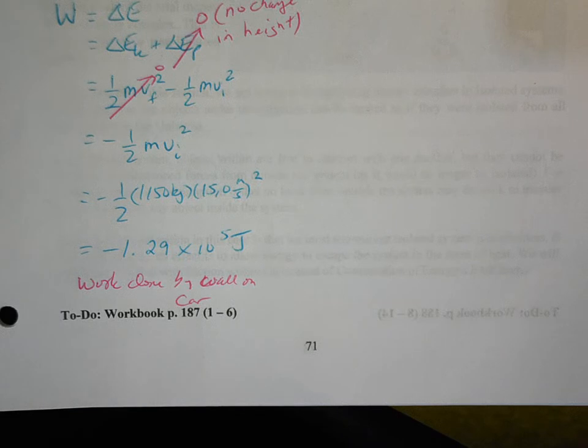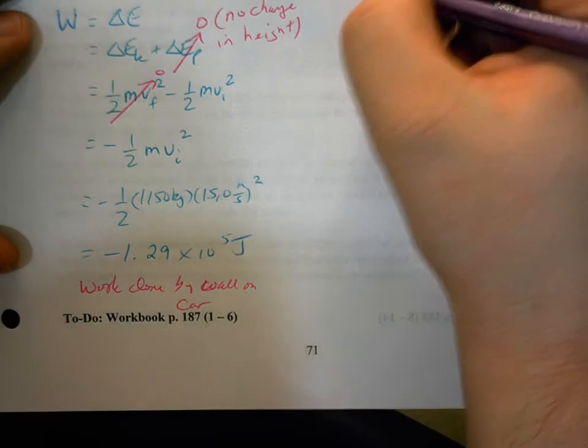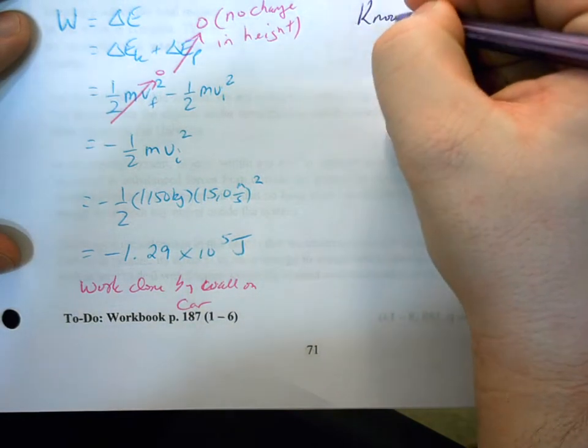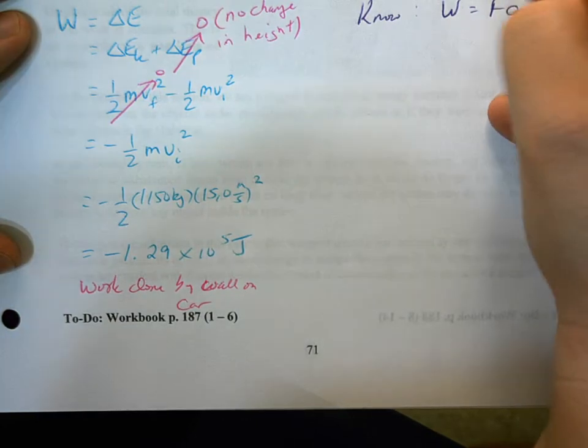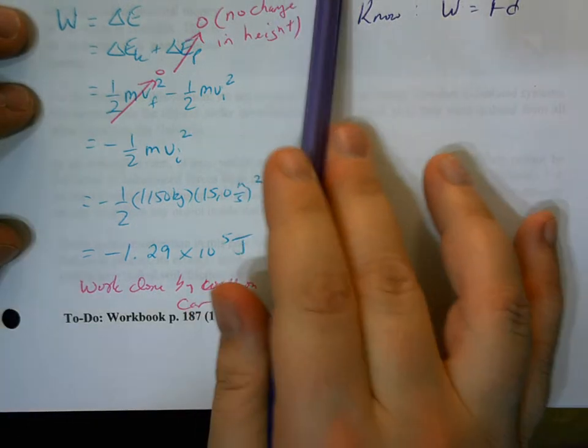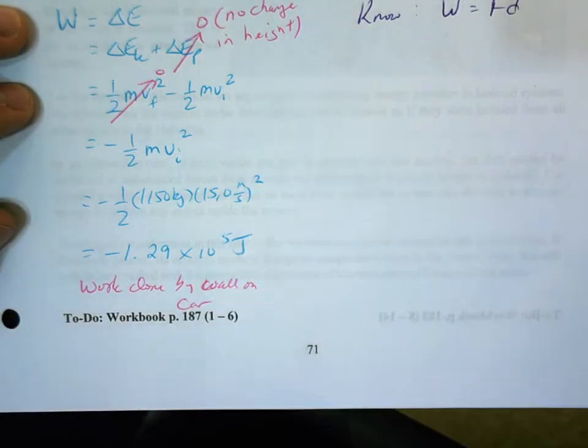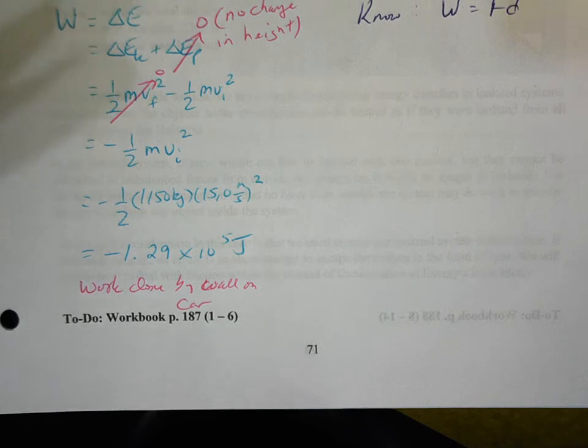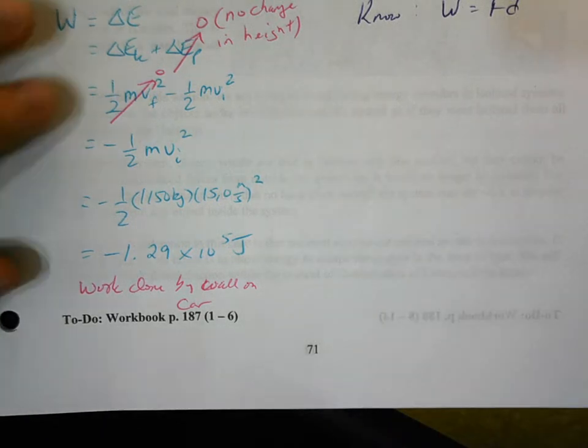Now, if we want to find the force to that, we're going to assume that the force and the displacement are in the same plane. So if we know the work the wall does on the car, we can find the force that the wall applies to the car to stop it. Because we also know work is equal to the force times the distance. Well, we know that the wall moved a grand total of 3 centimeters. So if we know that, we also know the displacement.